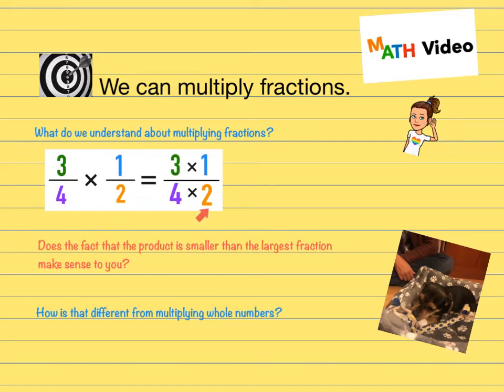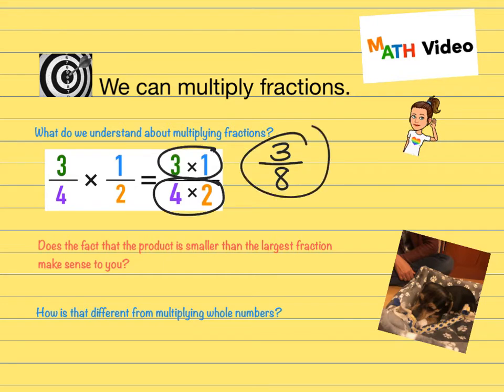What you see here is the standard algorithm for multiplying fractions. Algorithm is just a fancy word for the steps to a math problem. What we see here is that if we multiply the numerators, we get an answer. 3 times 1 equals 3. If we multiply our denominators, 4 times 2, we get an answer, and that equals 8. So 3/4 times 1/2 equals 3/8.